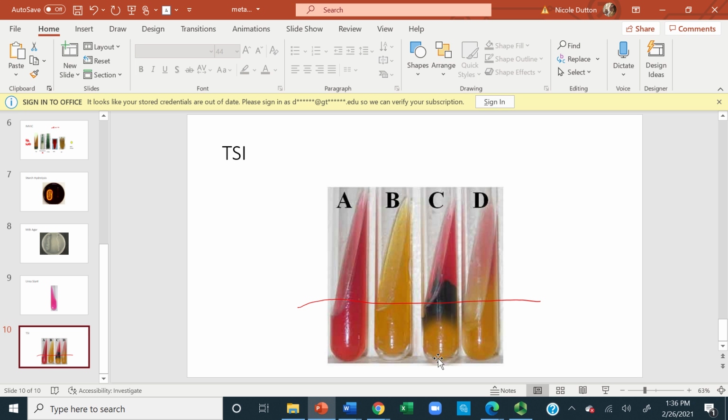So hopefully this was helpful in going over some of the major metabolic tests. You can watch the other videos and take a look at the tests being performed.